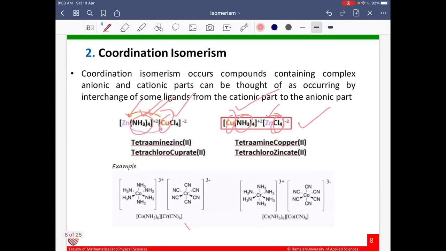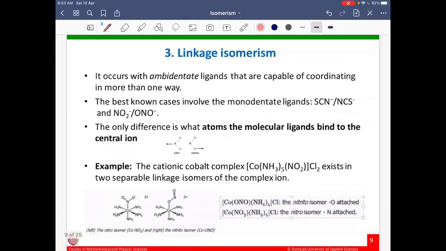Another example is shown here. In this complex, the ammonia ligand is for the central metal atom cobalt and the cyanide group for the central metal atom chromium. Here it is exchanged. Ammonia is attached to the chromium central metal atom or ion, and the cyanide ligand to the central metal ion cobalt.